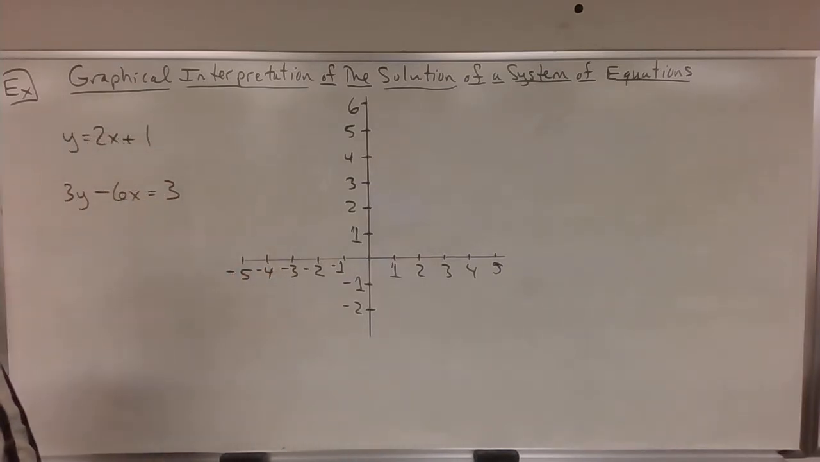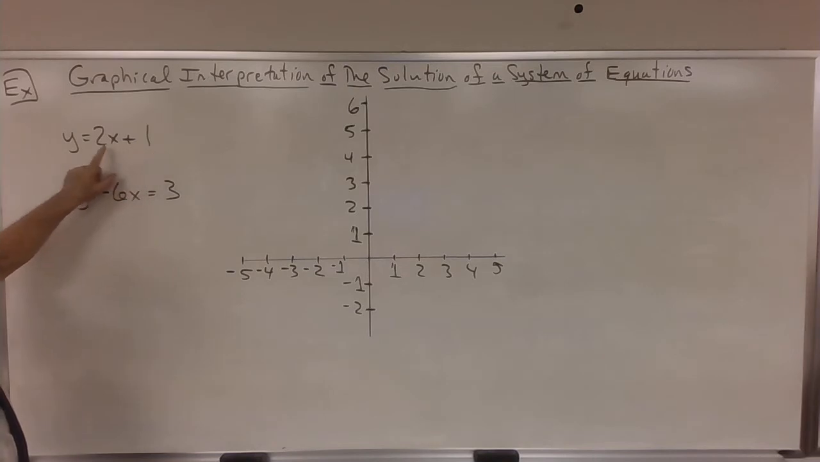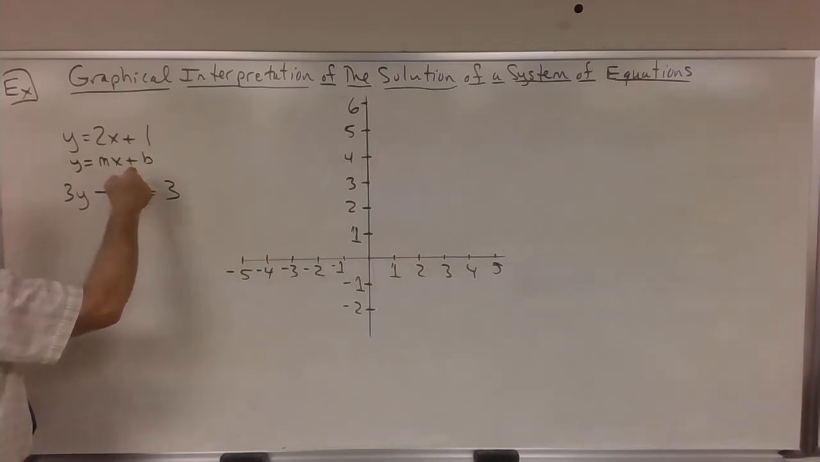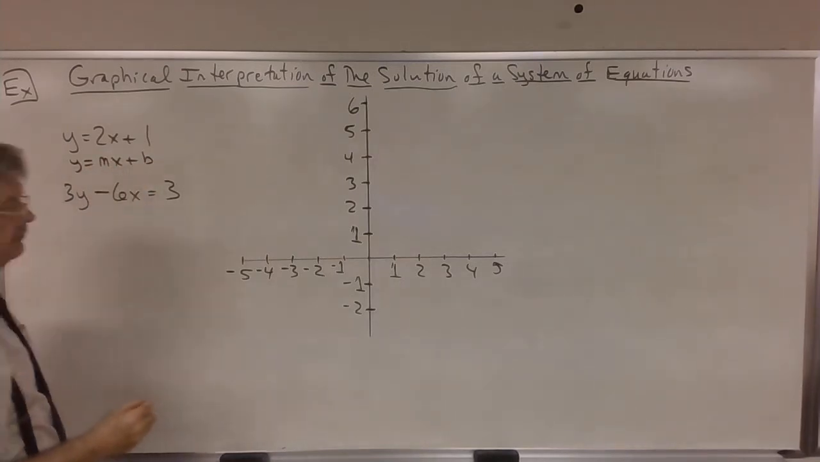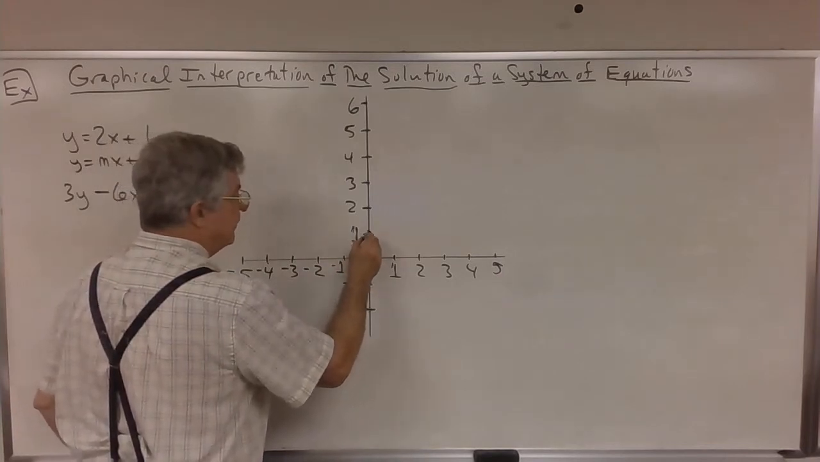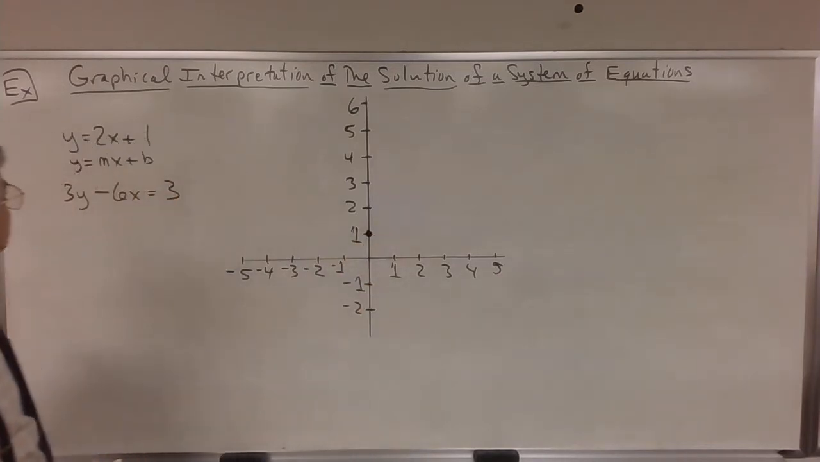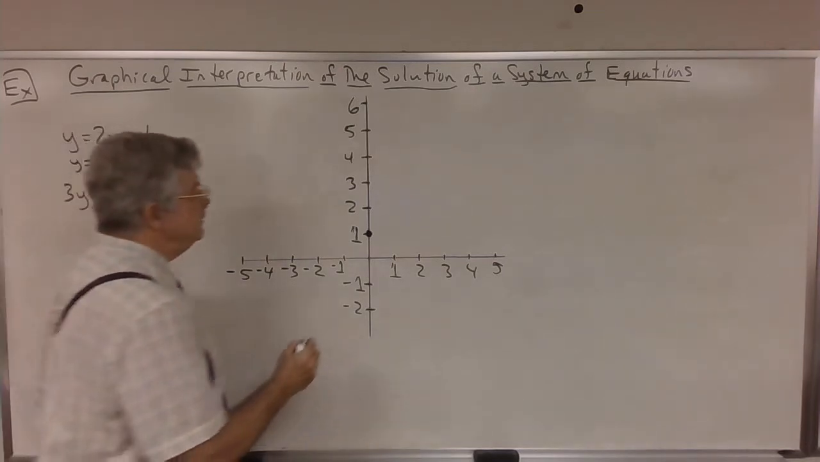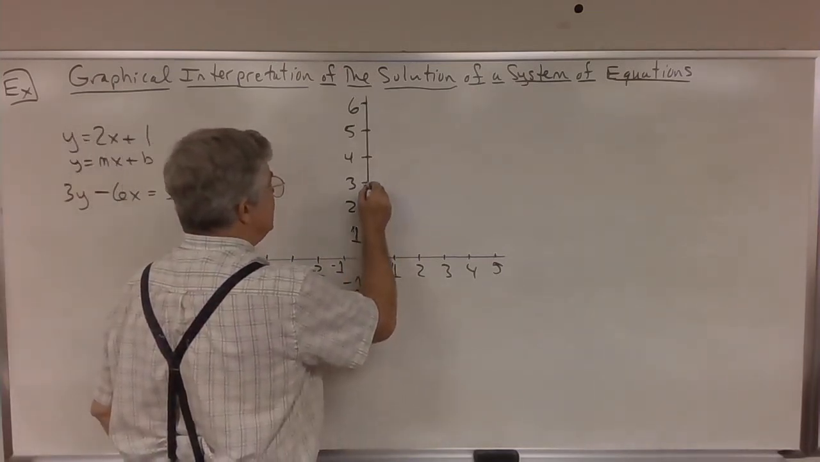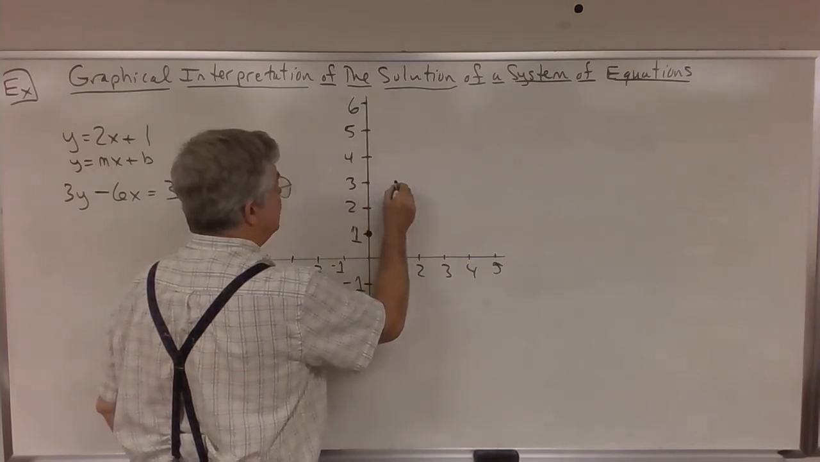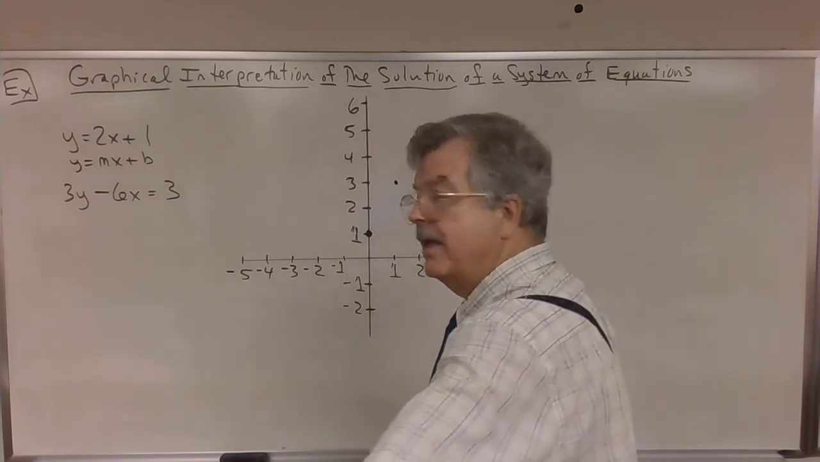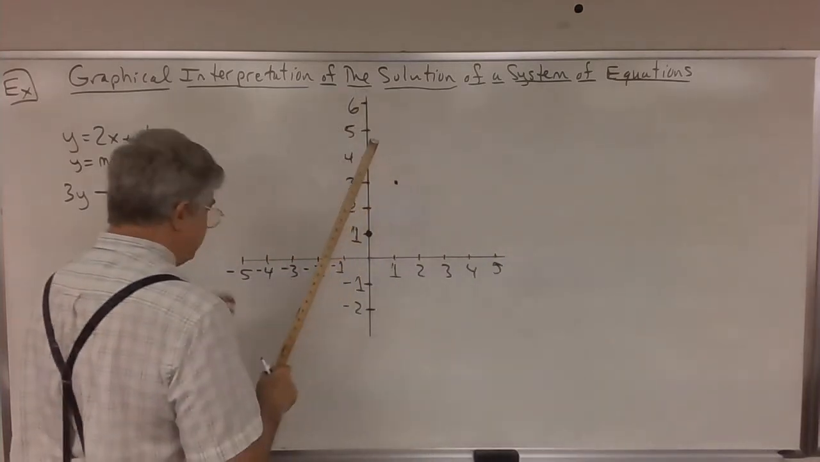Okay, now I'm ready. This is in slope-intercept form. Remember, y equals mx plus b. B is the y-intercept, so I'll plot this point. Here's the y-intercept. And the slope is 2. What that means is I can go up 2 in the y direction and go over 1, and I have another point on the graph. So that's really all I need, 2 points.